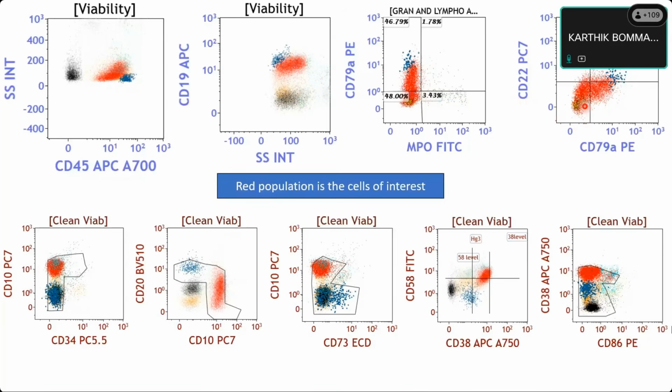Dim positive, yes. The brown population, because I am following this color code in my lab. So this brown population is T cells and the blue ones are my B cells. It is between the two, so it is dim expression, right? Right. And then coming to markers of immaturity, CD34 is negative, and CD10 is positive.